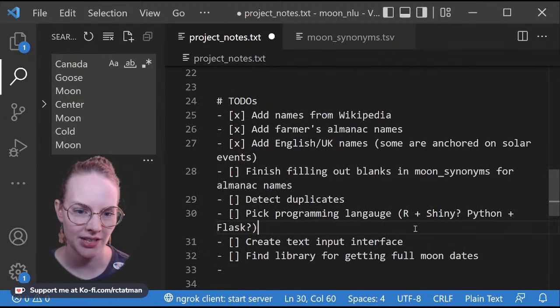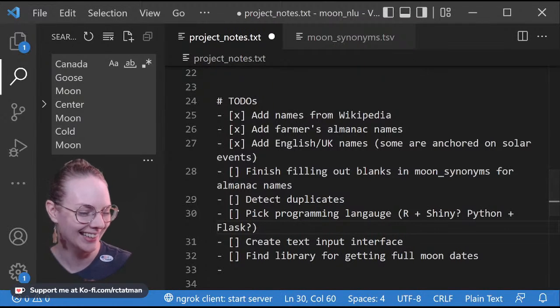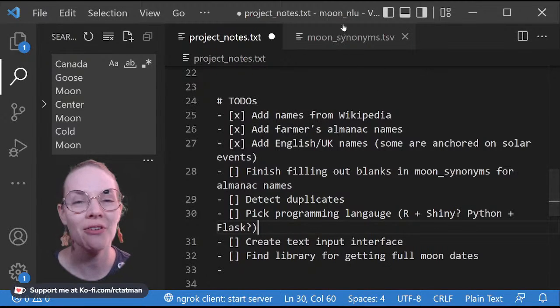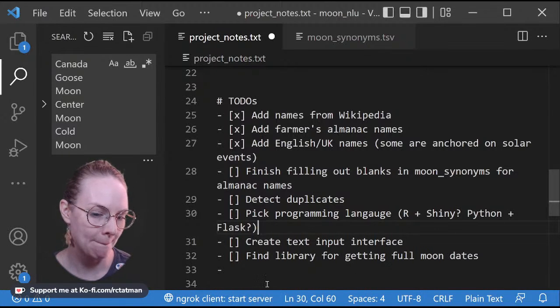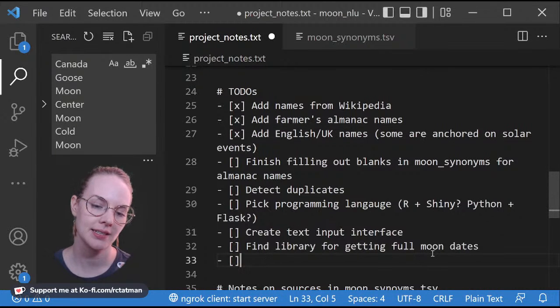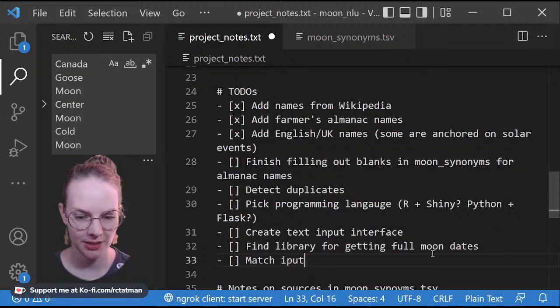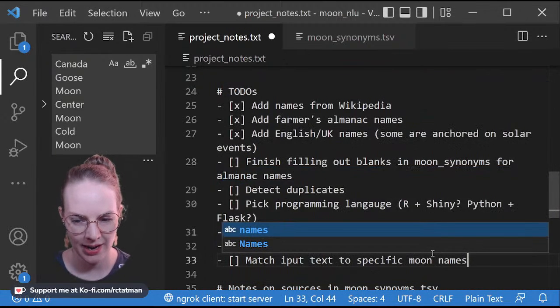I'll do some poking around. I might talk to some of my friends in web dev and be like, help me, I'm a baby. I am not a front end person. I've mentioned this before. So whatever makes the front end easiest is probably what I'll go for. Create the text input interface. We can test it a little bit. Find a library for getting full moon dates. Match input text to specific moon name.